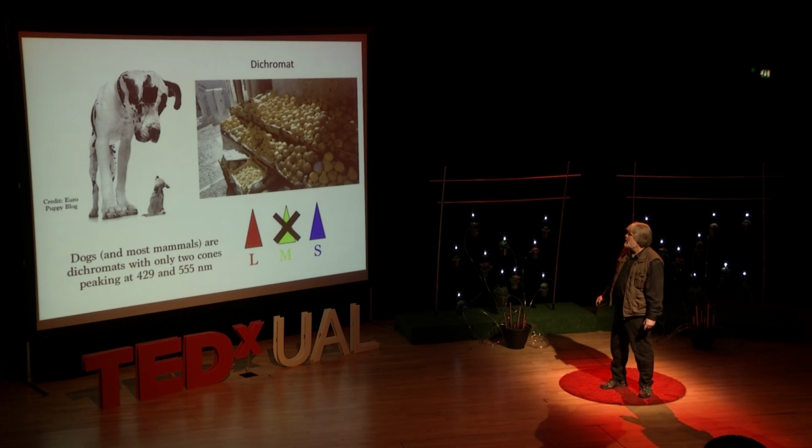And just to point out, most mammals, including dogs, are dichromats. They're missing the M cones, so they see the fruit stand as something like this. So bulls don't see red very well. It just looks like a shade of yellow.